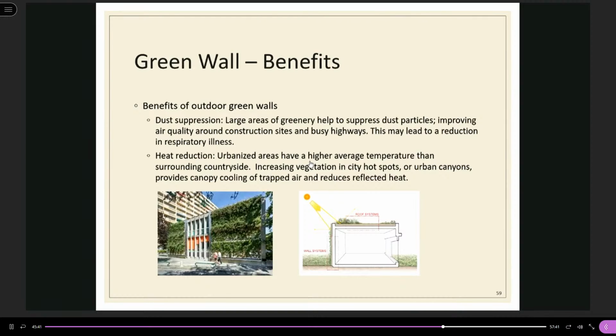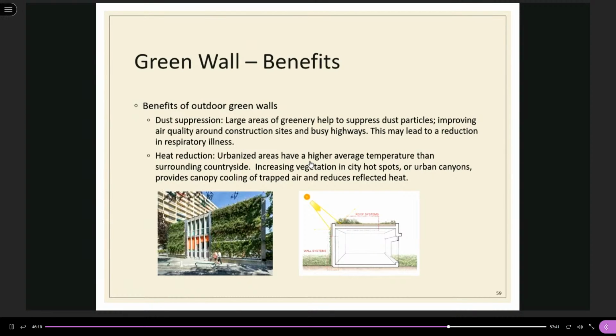Okay, dust suppression. A large area of greenery helps to suppress dust particles, improving air quality around construction sites and busy highways. This may lead to a reduction in respiratory illness. So the trees are like the lungs of the city. It filters the dust, the toxins, and others. Okay, so having more trees will also reduce our respiratory disease and illness.